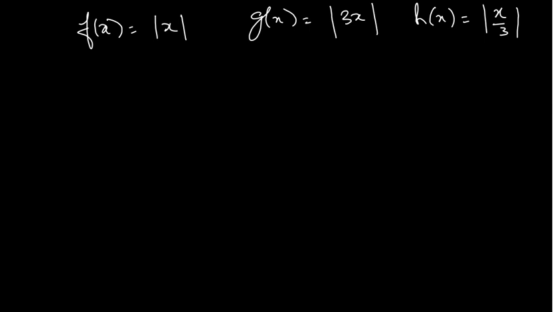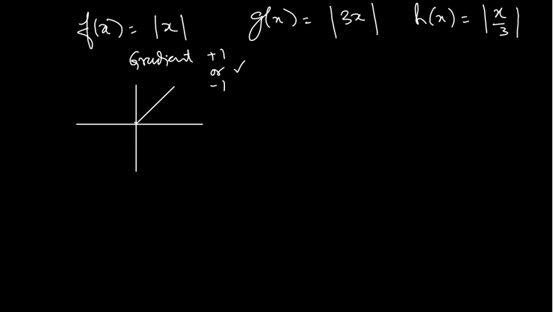Okay, in this case the gradient is either plus 1 or minus 1. Why do we say or minus 1? That's exactly the graph, right? So we have this graph, the gradient is plus 1 here, the gradient is minus 1 here. Okay, now in the second case, the gradient or the slope is either plus 3 or minus 3.